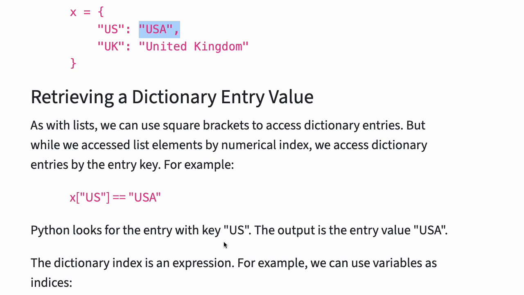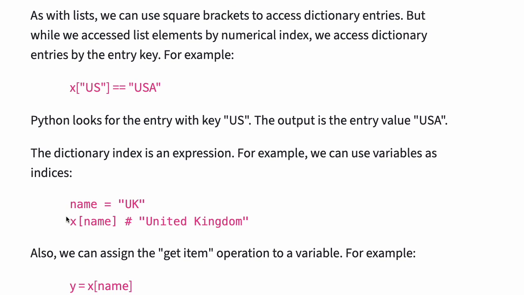The dictionary index is an expression, so we can use variables as indices, as we can see here. Also, we can assign this operation to a variable. For example, we can write y equals x at name.